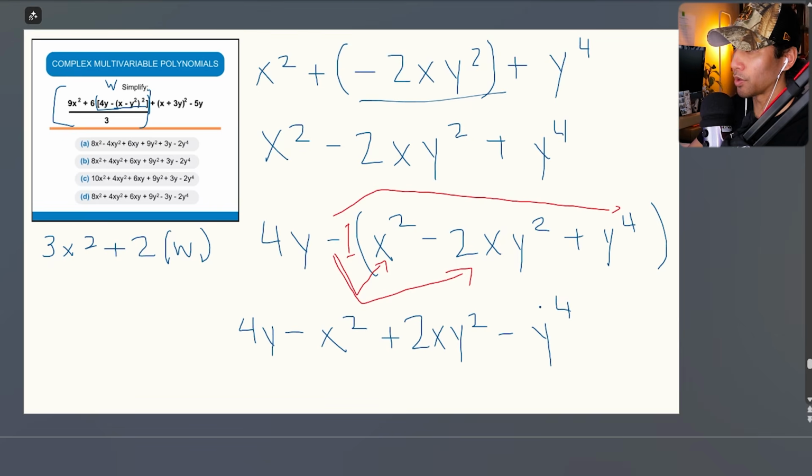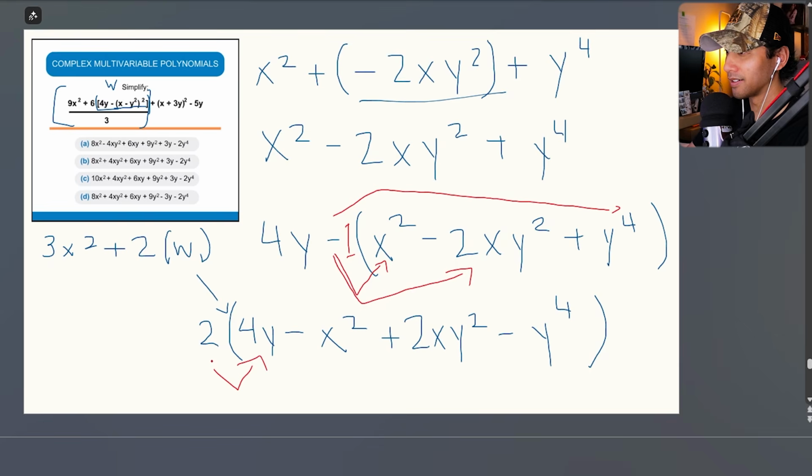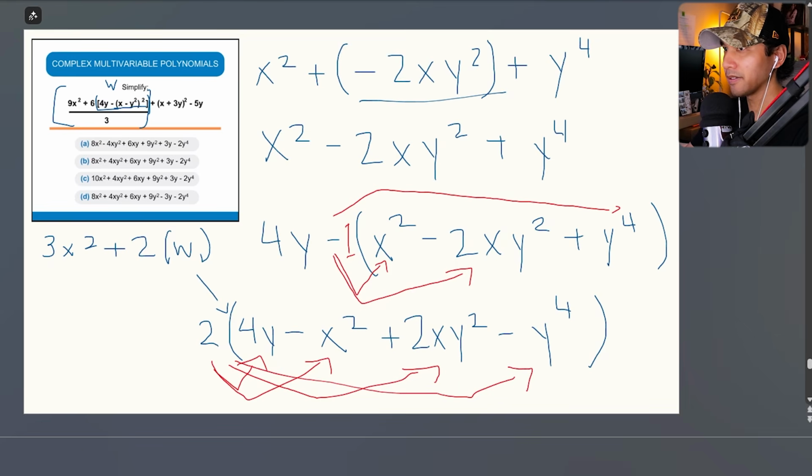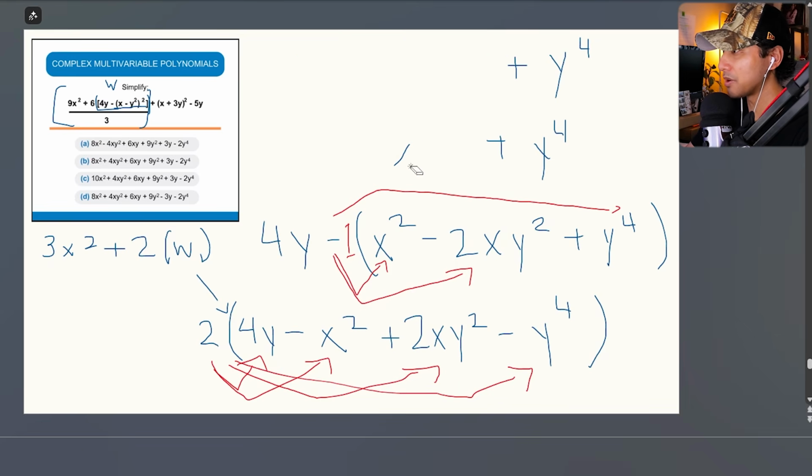Okay? So now we figured out w, but we're not done yet. We are not done yet because the w, which is this is all w, has to be multiplied by 2. So we multiply 2 times all this. Okay, I'm going to erase all this up here and we will continue the problem.